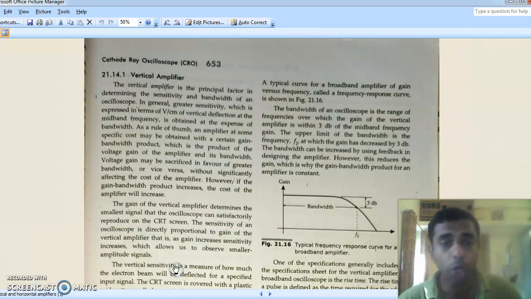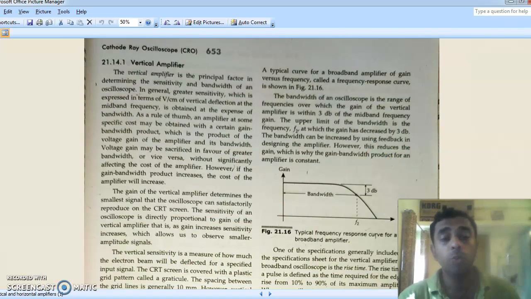And now we move on to the next thing, that is the vertical amplifiers. See, vertical as well as horizontal amplifiers. Why do you require vertical and horizontal amplifiers? See, ultimately the CRO has to faithfully reproduce the signals that we are giving to the CRO. Okay, so we require amplifiers both after the vertical deflection plates as well as after the horizontal deflection plates.